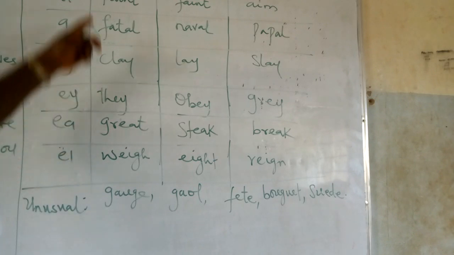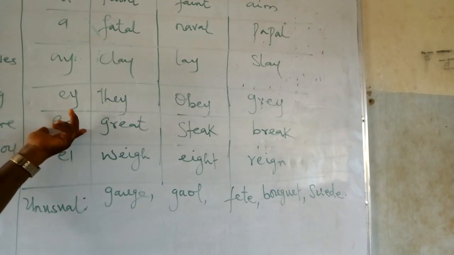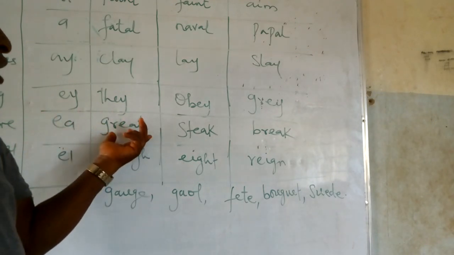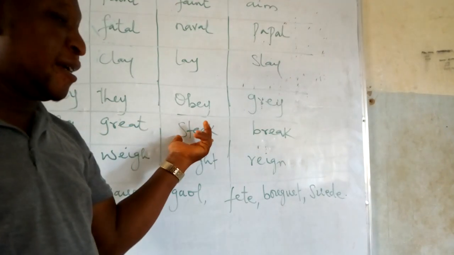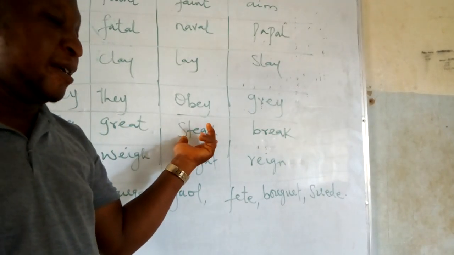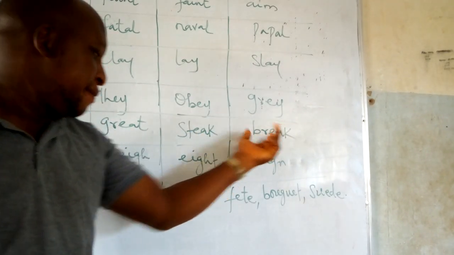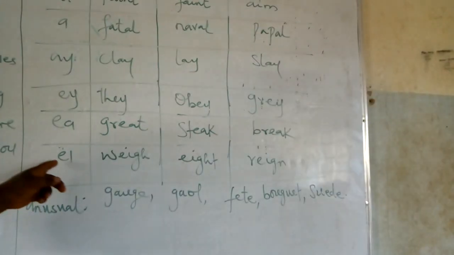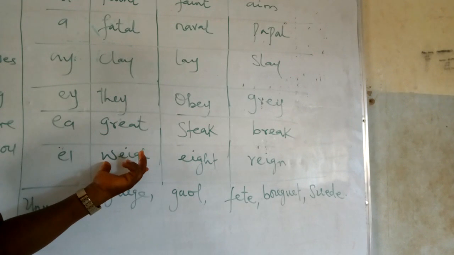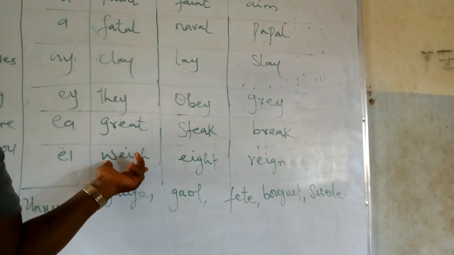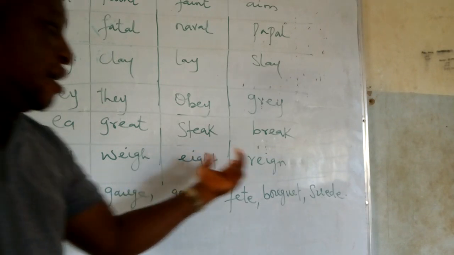We look at another example. We also have this sound in words that have the letters E and A, as in grades, steak, break. We have it in the letters E and R, as in way, eight, rain.